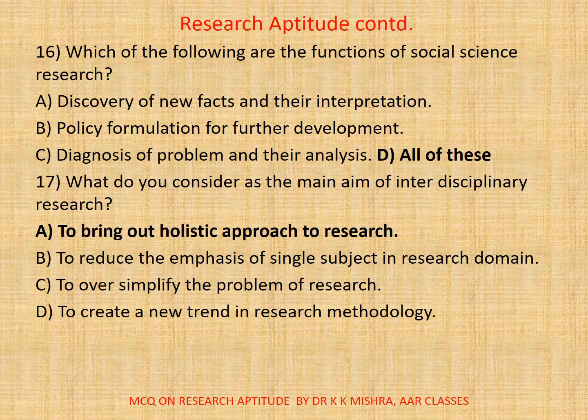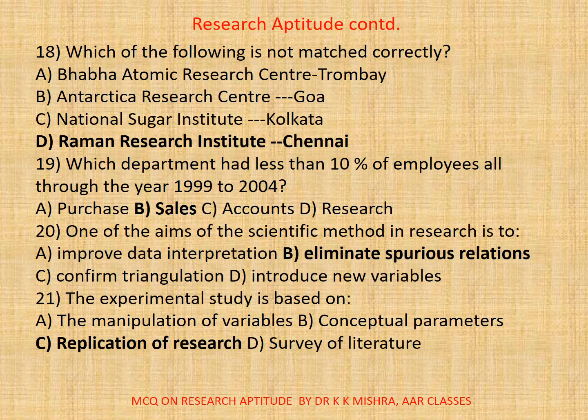17. What do you consider as the main aim of interdisciplinary research? A. To bring out holistic approach to research. B. To reduce the emphasis of single subject in research domain. C. To oversimplify the problem of research. D. To create a new trend in research methodology. The correct option is A. To bring out holistic approach to research.